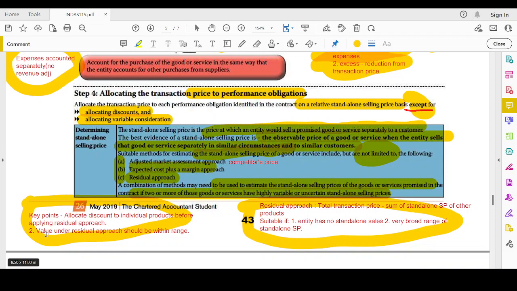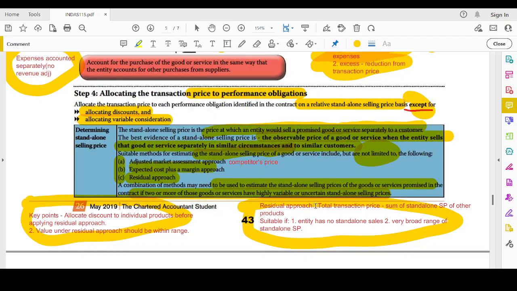Even in the residual approach, the answer I obtain should be within this range. Otherwise, I have to reassess the discount and the individual standalone selling prices of the other products. So the residual approach should be like the total transaction price.